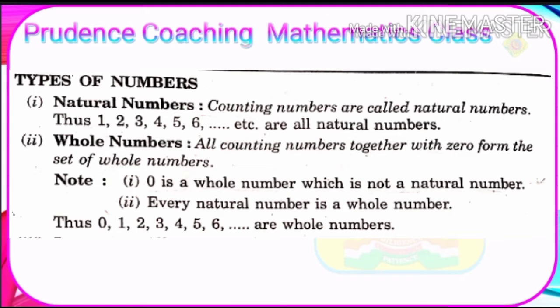Now we are going to discuss the classification of numbers. Number 1, natural numbers. Counting numbers are called natural numbers. So we can say 1, 2, 3, 4, 5, 6, these are all natural numbers. Now number 2, whole numbers. All counting numbers together with 0 form the set of whole numbers. Here we need to know that 0 is a whole number but not a natural number. Every natural number is a whole number. In the same way, 0, 1, 2, 3, 4, 5, 6, these are all whole numbers.